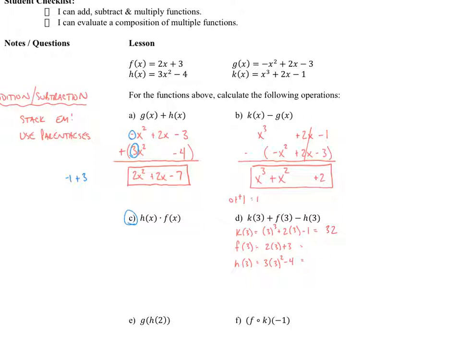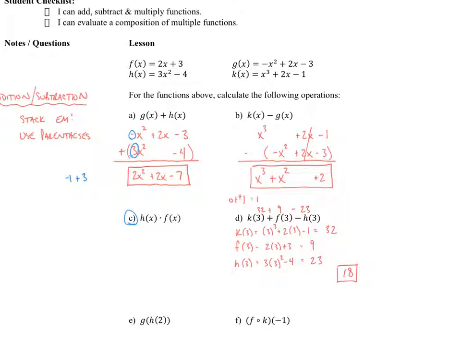When I evaluate f of 3, I'm doing 2 times 3 plus 3, which is 6 plus 3. And when I do h of 3, I'm doing 3 squared, which is 9, times 3, which is 27, minus 4 is 23. So now I can finish this because I can actually do k of 3 plus f of 3 minus 23. So the answer here is 18.